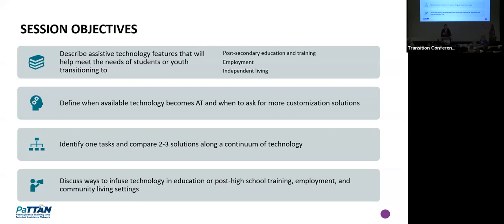We also want to look at that customization. Some technology you can pull right off of a shelf, but some technology will need to be customized, and how that can really benefit each person. As well as we're going to look at that continuum, look at different types of comparison, and understand where we can be looking at that. And we'll talk about what that continuum of technology is. And then we're also going to talk about how to infuse technology into those 3 areas that we talk about throughout this entire conference, and throughout the entire transition process.